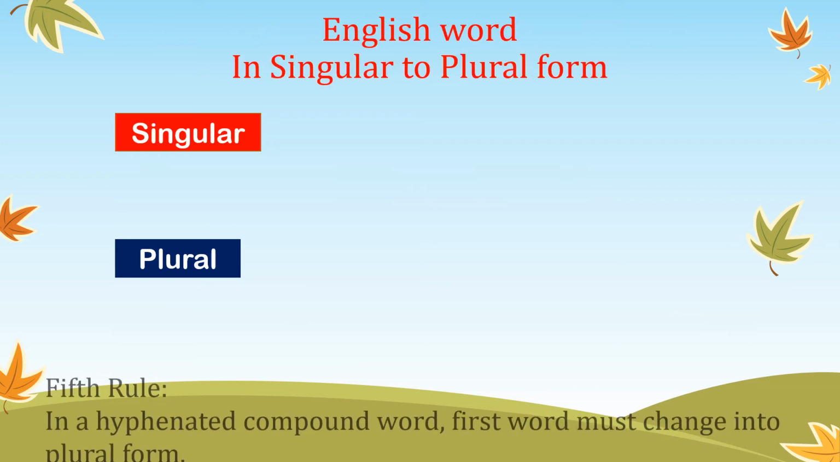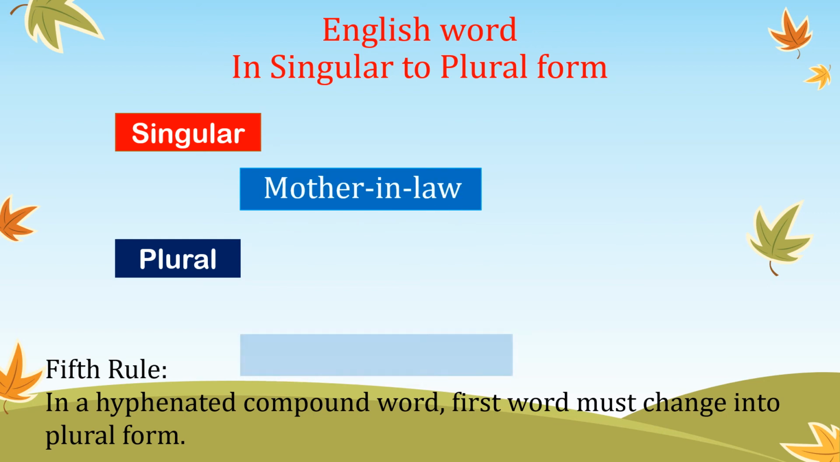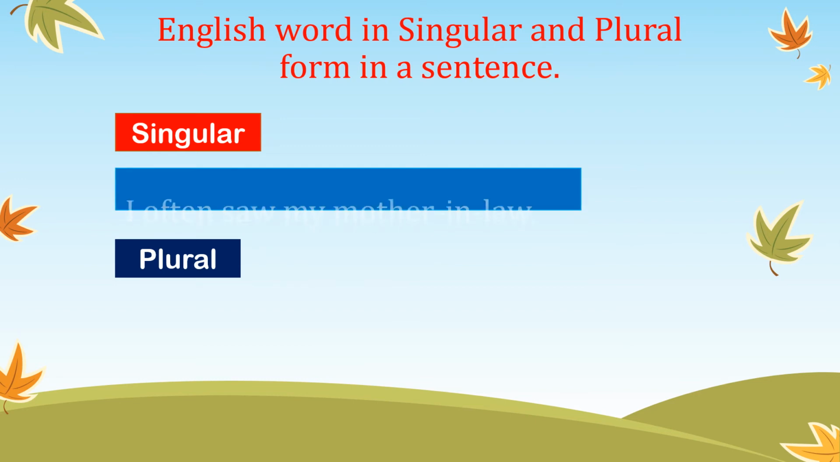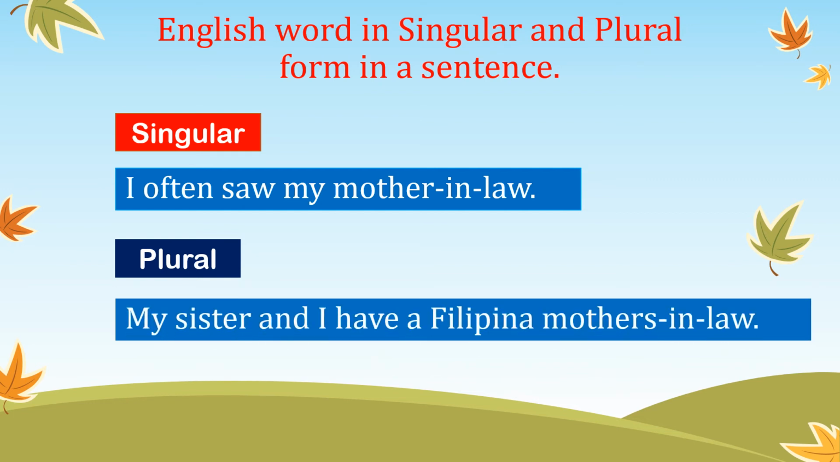Now let's continue on the fifth rule. In hyphenated compound words, the first word must change into plural form. For example, singular, mother-in-law. Now let's do it in plural, mothers-in-law. Now let's continue by making it into a sentence. I often saw my mother-in-law. Now let's make mother-in-law plural. My sister and I have Filipina mothers-in-law.